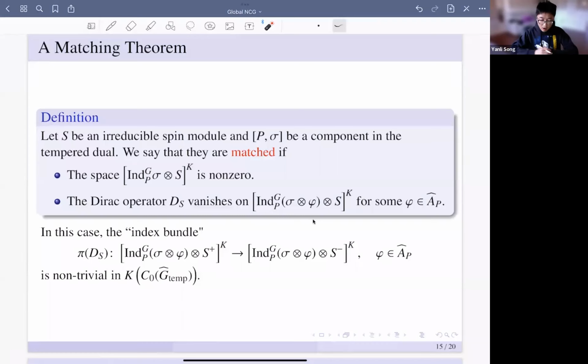Okay, now we understand when a component in the tempered dual will contribute to the K-theory. Now we want to relate it to the other side of the Connes-Kasparov theorem. Let S be an irreducible spin module, and P sigma a component in the tempered dual. This S, the spin module, is the module we use to define Dirac operators on the symmetric space, and we say they are matched if the following two conditions hold. The first one is that the parabolically induced representation tensor S, taking the K-invariant part, is non-zero. So this space is non-zero.